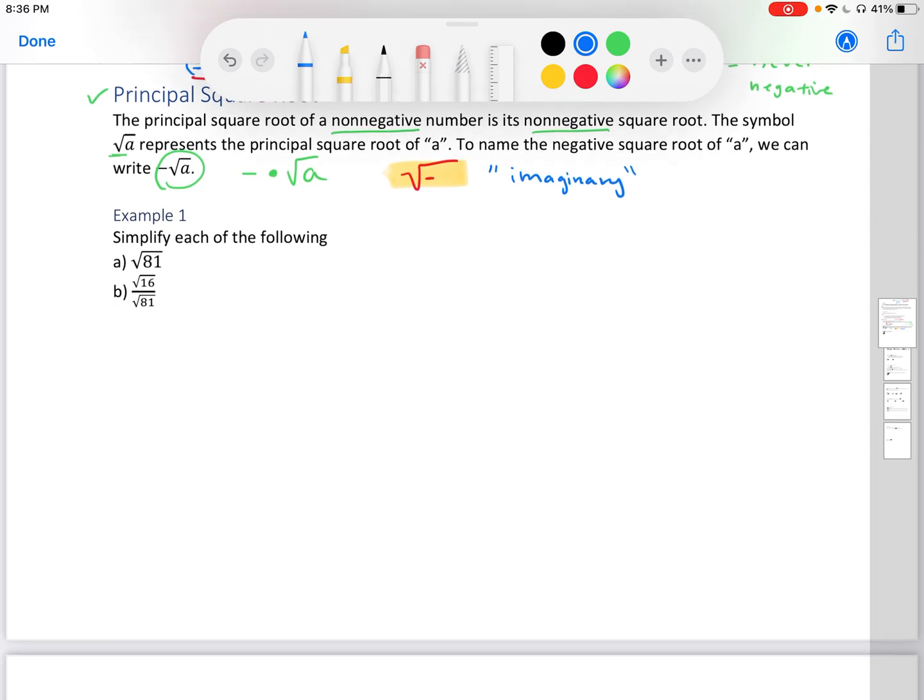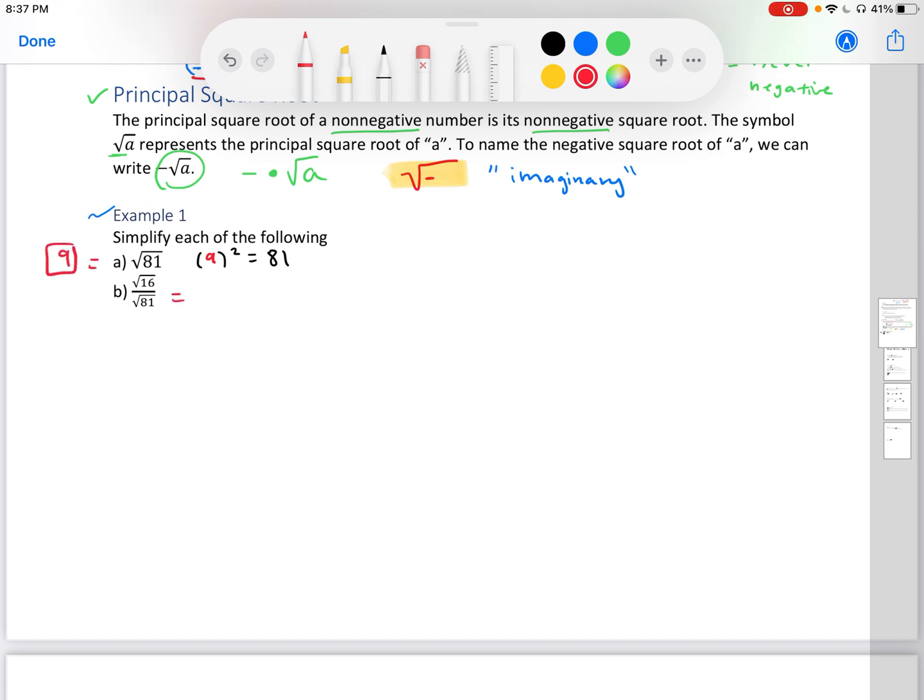Let's do an example. Example 1. Simplify each of the following. A, the square root of 81. So you want to think, what number can I multiply by itself twice to get 81? And it might not come to you as quick. It depends how familiar you are with your multiplication, your times tables. So after some thought, you realize 9 times 9 gives us 81. So our answer for this problem is 9.